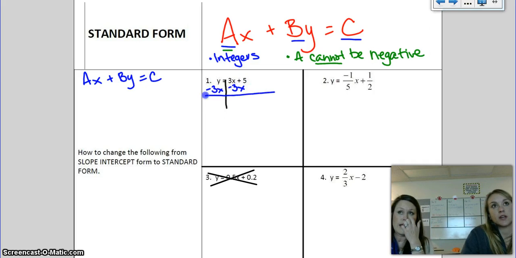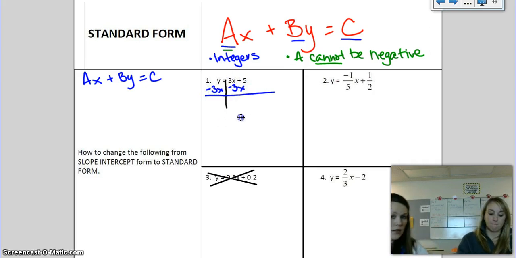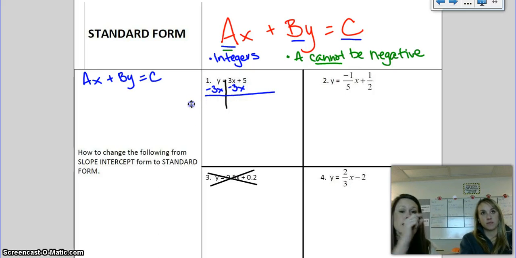Can I combine my y and my x? No, different base, you can't combine them. So this is literally going to say -3x, the y is positive, equals 5. So far it's looking like standard form. But are you sure they're both integers, positive and negative whole numbers? Are you sure there's an integer in front of y? It's a hidden 1.